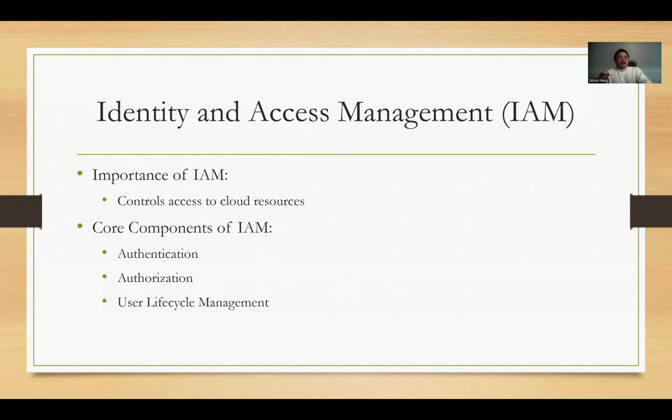Next is identity and access management, IAM. We have three important components in IAM. First one is authentication. Second is authorization. Third one is lifecycle management. You should know that authentication is the prerequisite for effective authorization. With authentication, we identify who the user is by using a password, biometric, or multi-factor authentication.